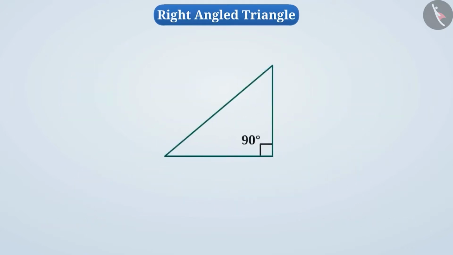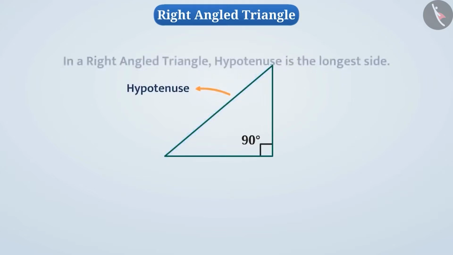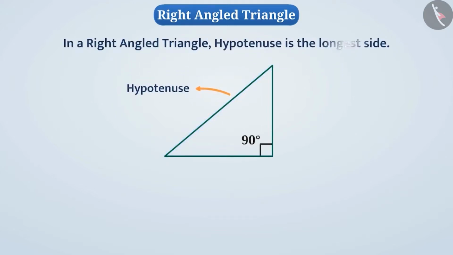Children, in a right-angled triangle, sides are given special names. In a right-angled triangle, the side opposite the right angle is called the hypotenuse. In a right-angled triangle, hypotenuse is the longest side. The sides that are smaller in measure than the hypotenuse are called the legs of the right-angled triangle.